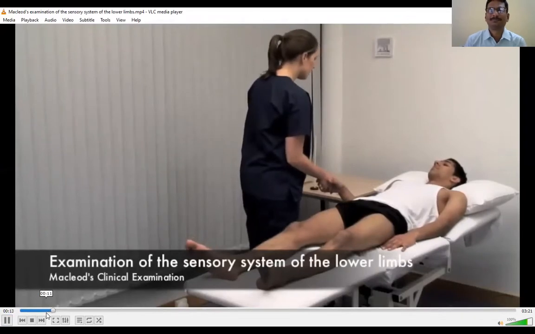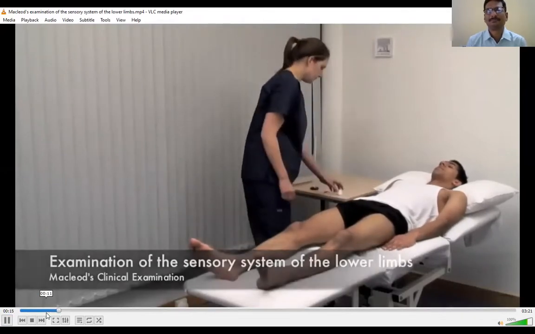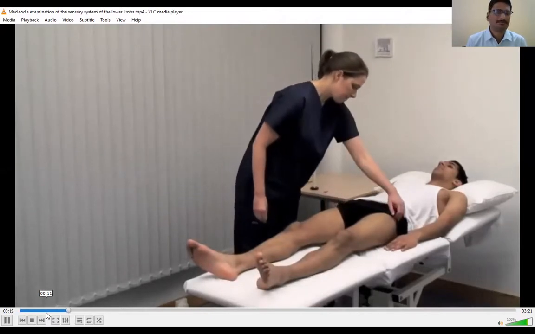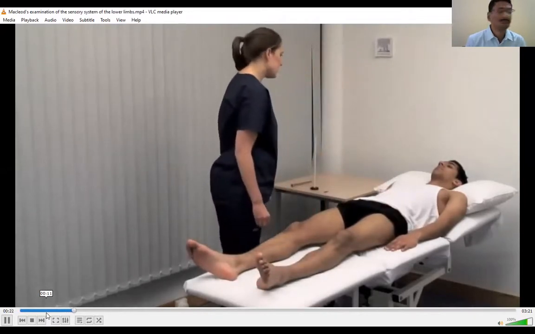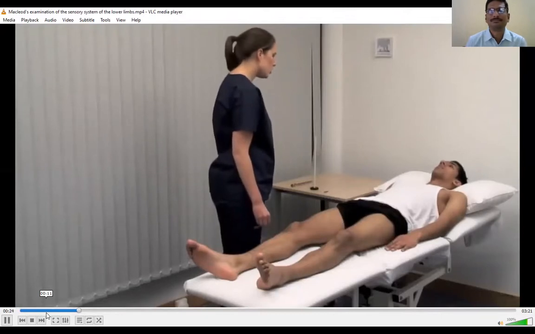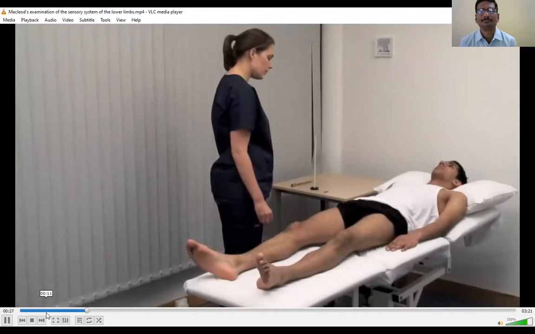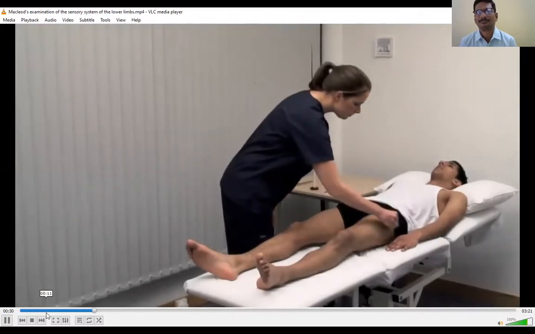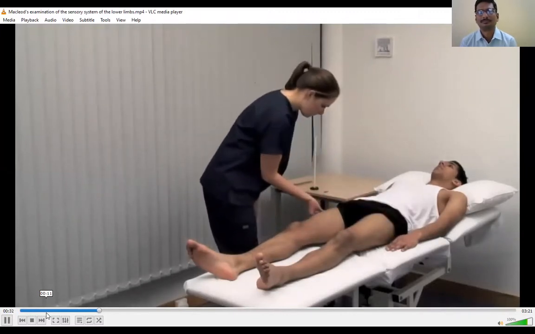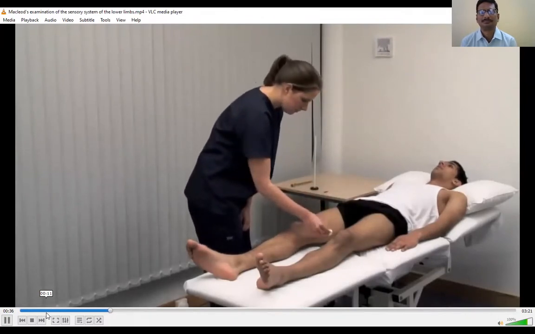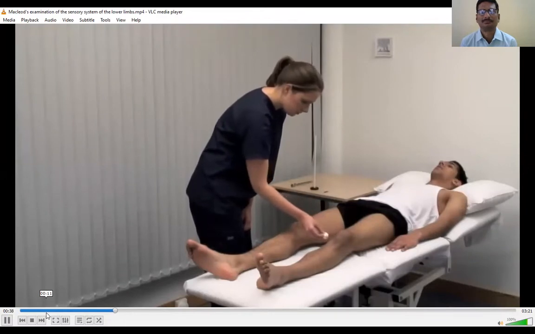Would it be okay if I examined you? Yes. Begin with light touch, using a wisp of cotton wool, or lightly apply your finger. Please look at the ceiling. I'm going to touch your legs with some cotton wool. Please say yes when you feel me touch you. Yes. Time the stimuli irregularly, making a dabbing rather than a stroking or tickling movement.